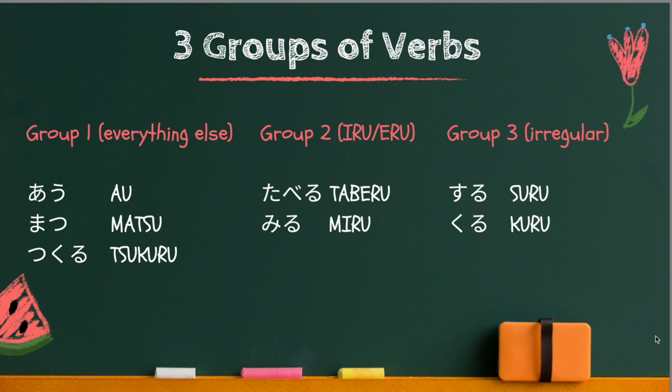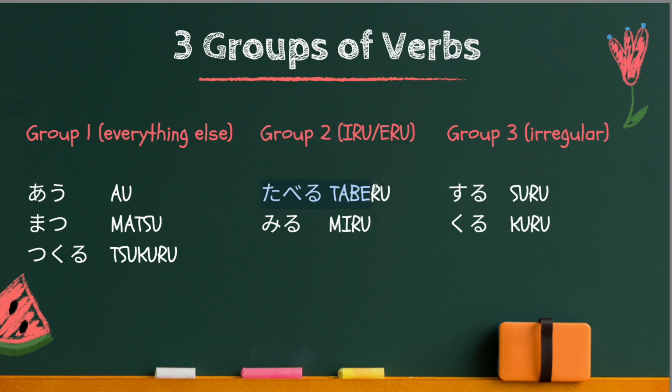So let's first look at group 2. Group 2 is called the iru eru group. This is because the dictionary form verb ends in iru or eru. For example, taberu, which means to eat. This is eru ending, therefore this is group 2. Eru ending is group 2.